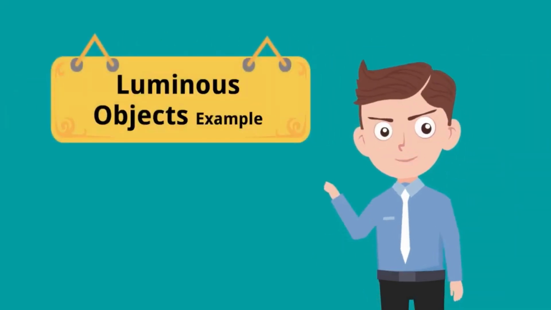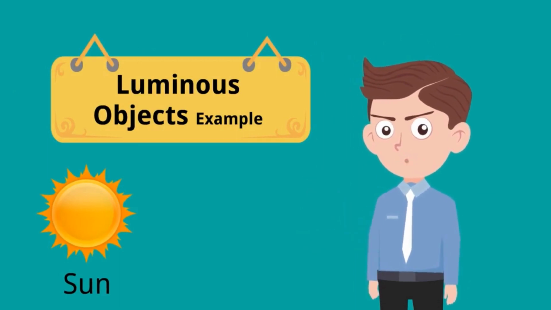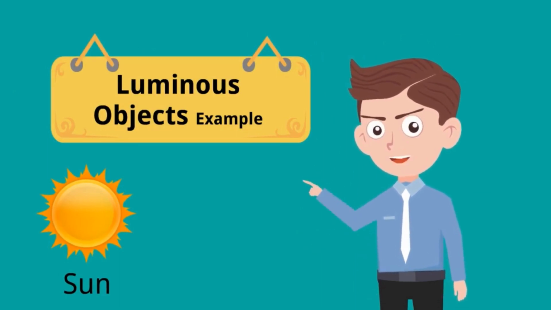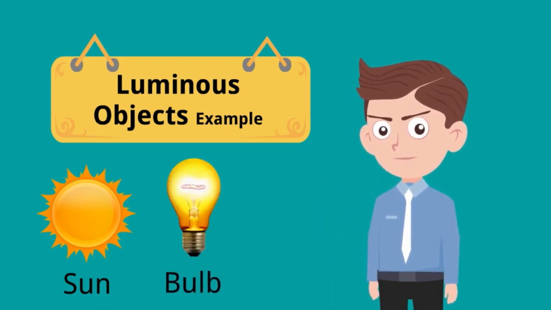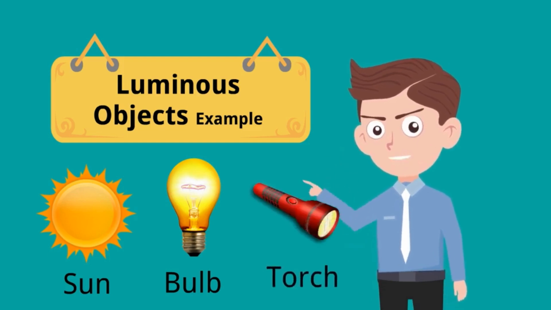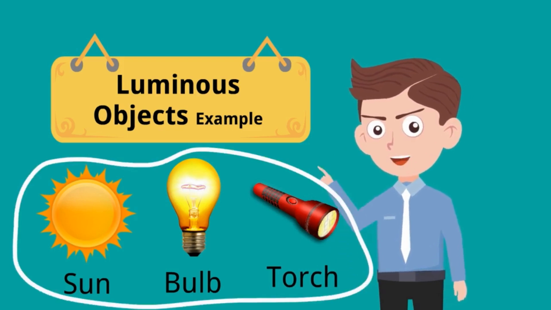Luminous objects, for example, the sun. The sun is the ultimate source of light in our universe. We get light from the sun. So the sun is a luminous object. Bulb. At night, we switch on our bulb and we are able to see. So a bulb gives light. So it's a luminous object. And in the same way, a torch gives light. So a torch is a luminous object. These are known as luminous objects.